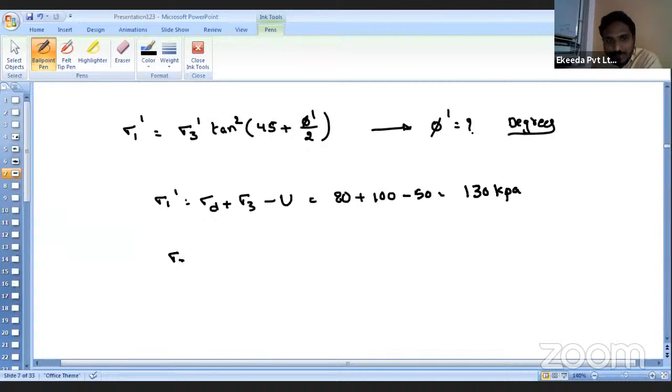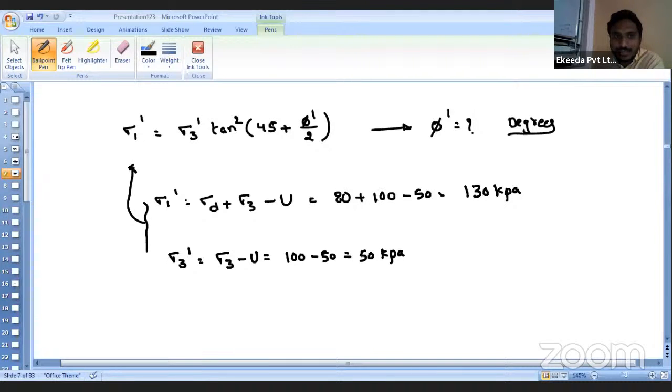Then what about your sigma 3 dash? Sigma 3 dash is nothing but the effective minor stress. That is nothing but the total minor stress minus pore water pressure. That is 100 minus pore water pressure 50, which will be equal to 50 kilopascal. That's it. Now we know the sigma 1 dash value and also the sigma 3 dash value. Now substitute these two values in this equation.